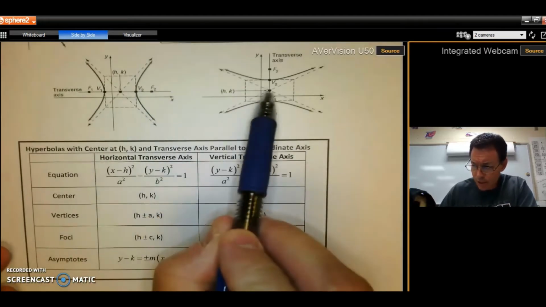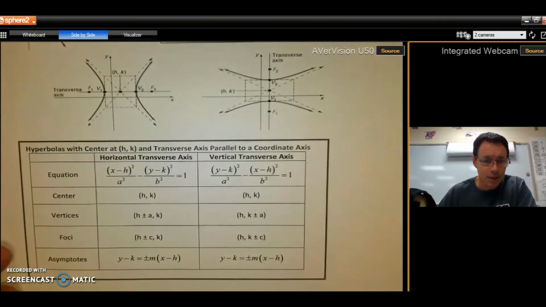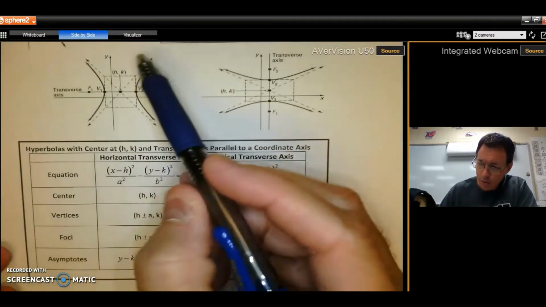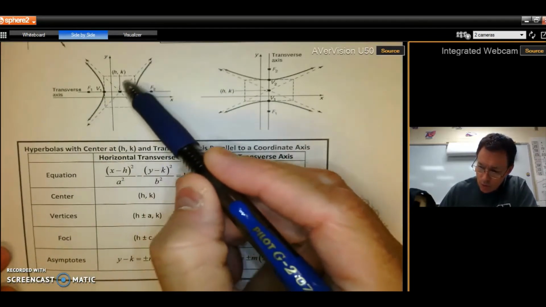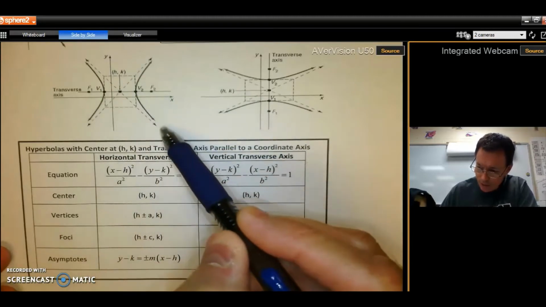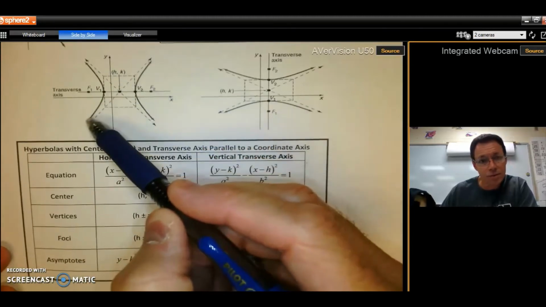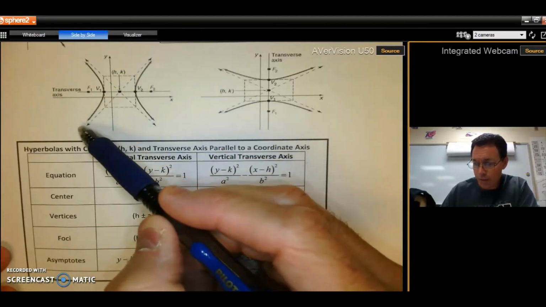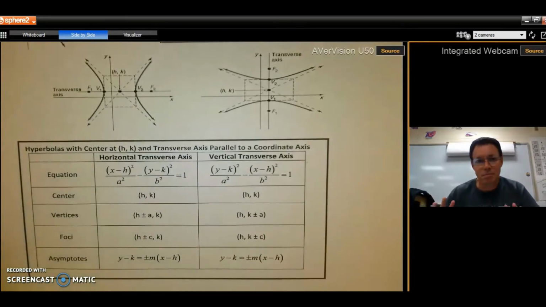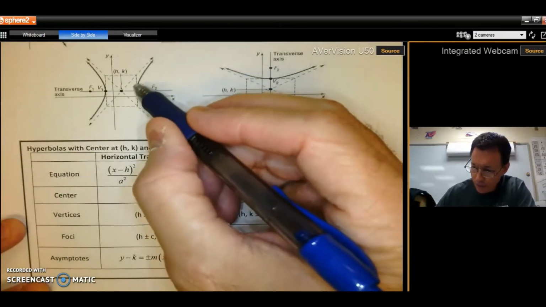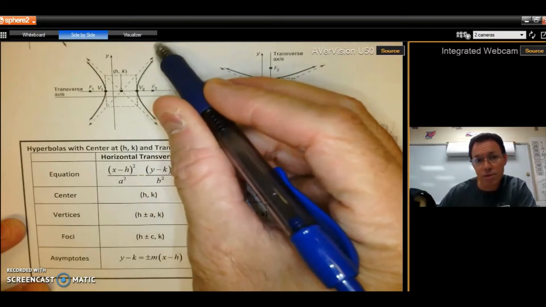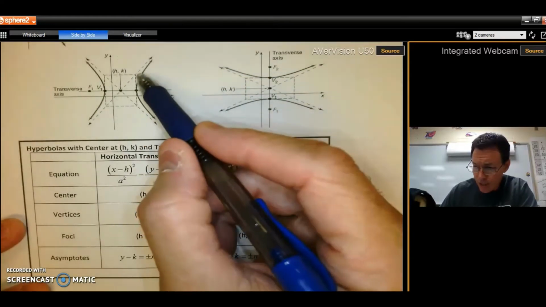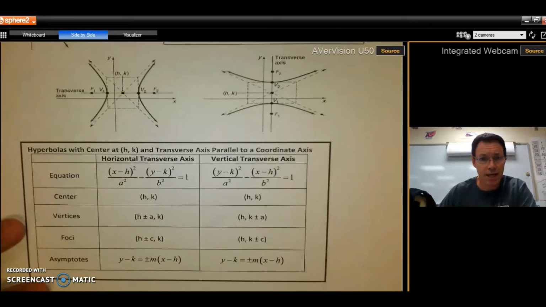But I also want you to notice all these little dotted lines here. We've got these two diagonals, and these are asymptotes. They're imaginary boundary lines that our graph curves and then follows. It just gets closer and closer to those asymptotes.